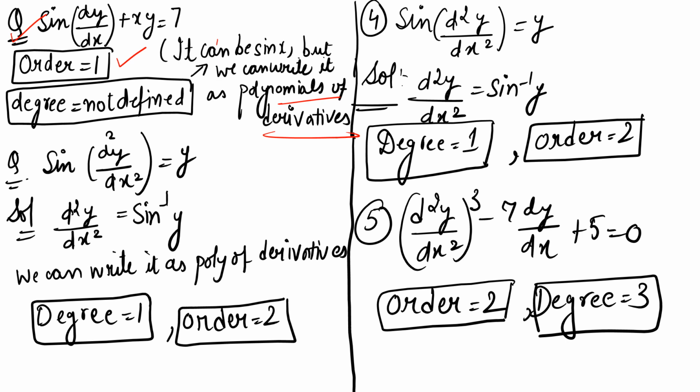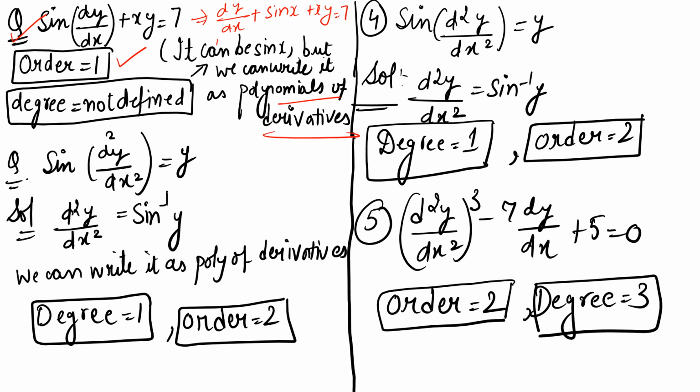We can't write it as a polynomial of derivatives. If it were like dy upon dx plus sin x plus xy equal to 7, then we could write it as a polynomial of derivatives. But here dy upon dx is not separate. It is inside the sine function. So the degree is not defined. Order can be defined, but degree is not defined here.